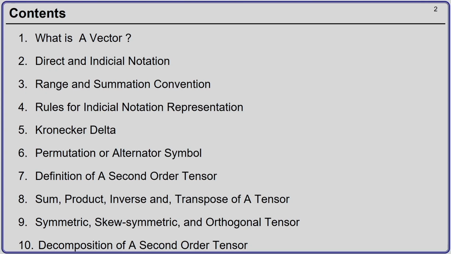And then we will look into some of the operations that can be performed using second order tensors, which are sum of two tensors, product of tensors, inverse of tensors, transpose of a second order tensor, and what is meant by symmetric, skew symmetric and orthogonal tensors. Finally, we will end this lecture with decomposition of second order tensors. How can you decompose a general second order tensor in different ways? So, let us start.